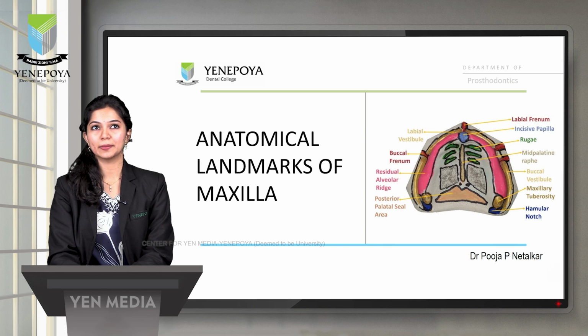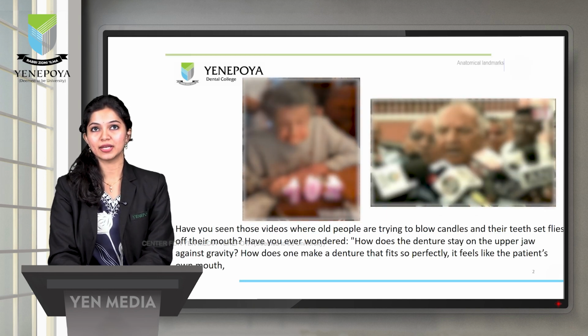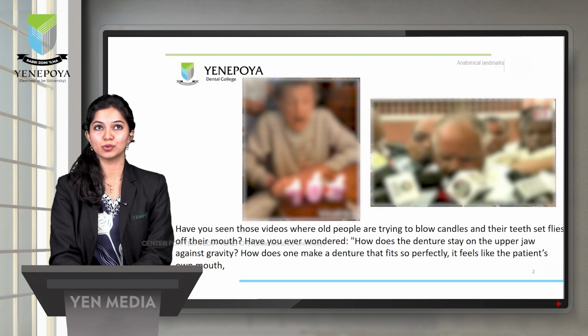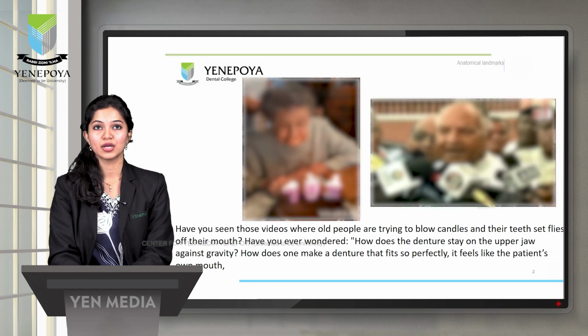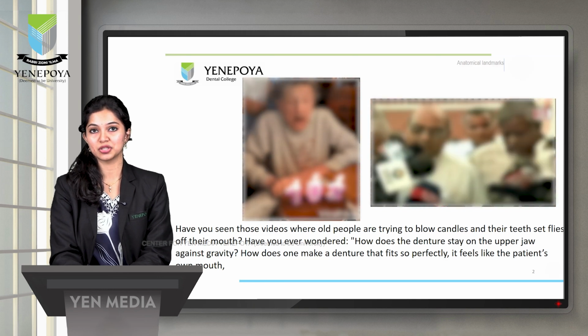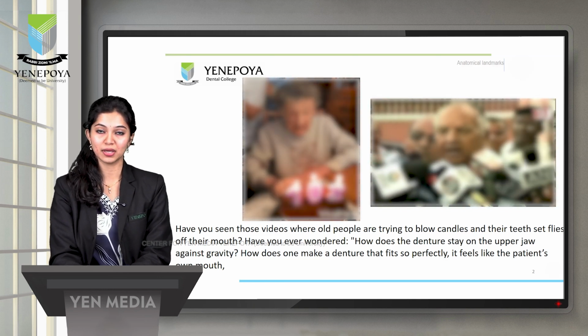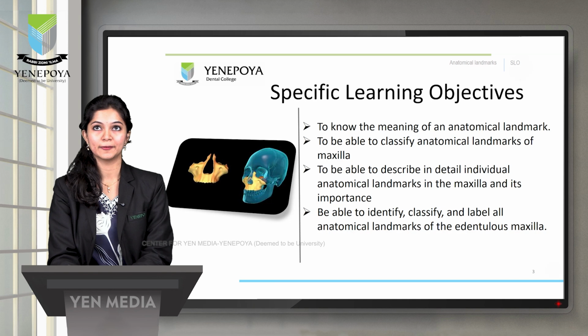Today we are going to study about anatomical landmarks of maxilla. So we have seen these funny gifs where the old people are trying to blow candles, or when the politician is trying to speak, the denture falls off. So we don't want such a thing in a patient, right? That is why the anatomical landmarks are very important.